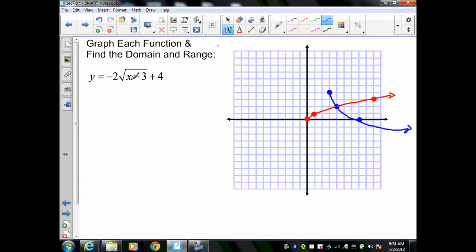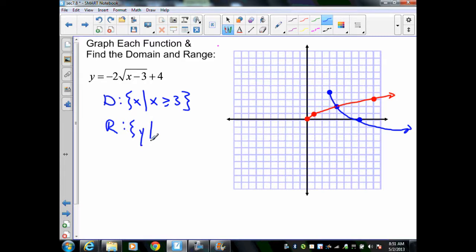7 minus 3 is 4. Square root of 4 is 2. 2 times the negative 2 is a negative 4. Plus 4 is 0. Now we have to determine the domain and range of this function. The domain for x is greater than or equal to 3. And the range, my y values, y is less than or equal to a positive 4.